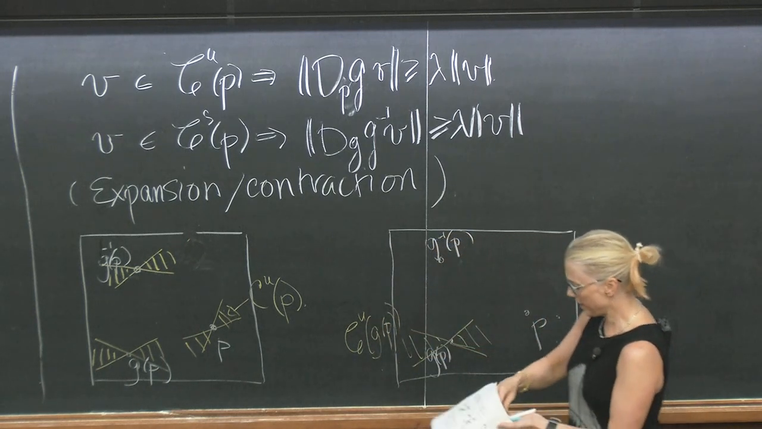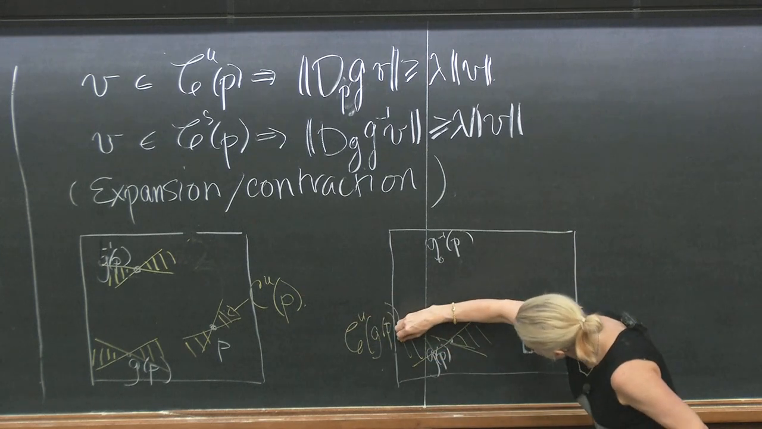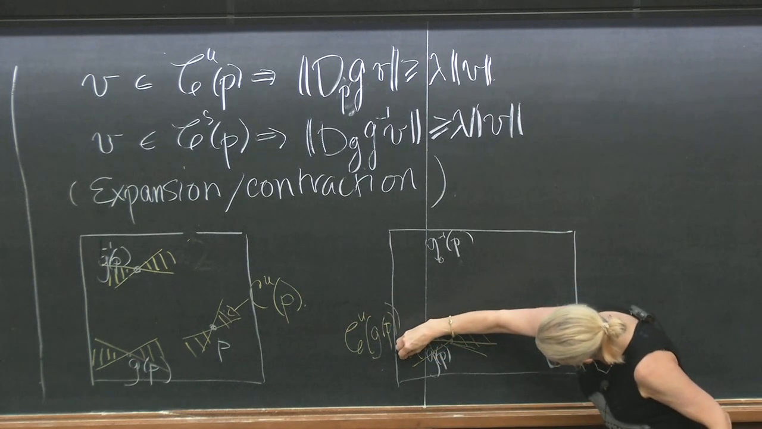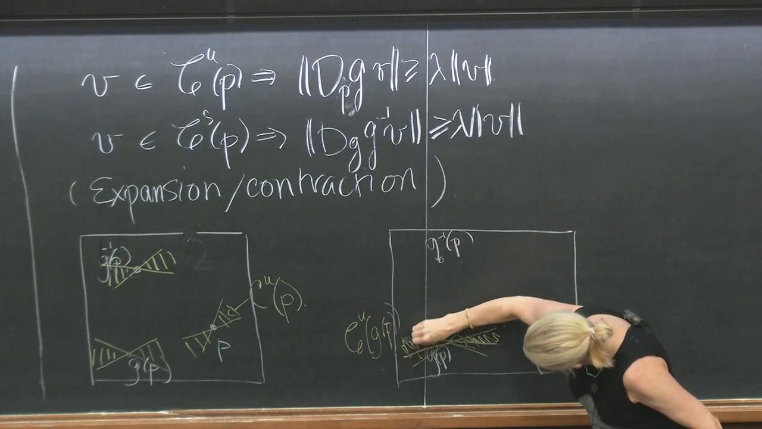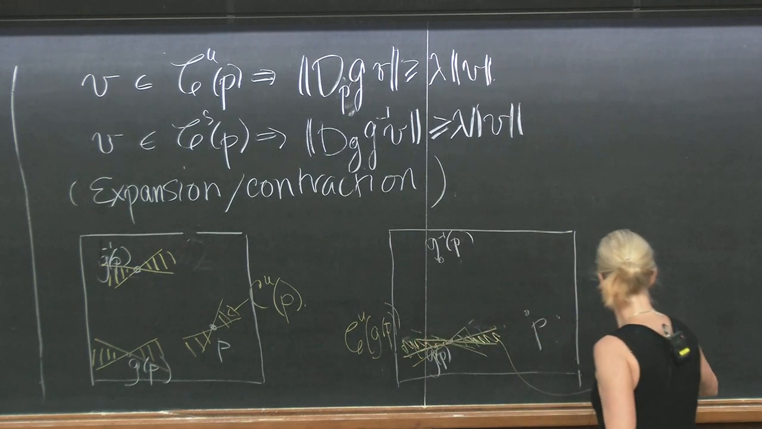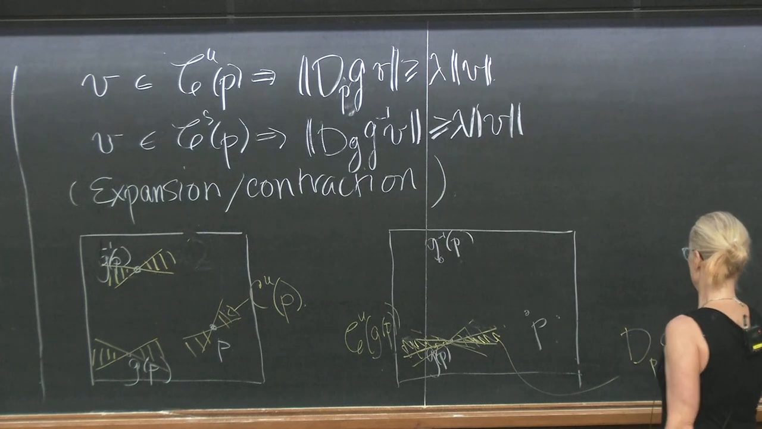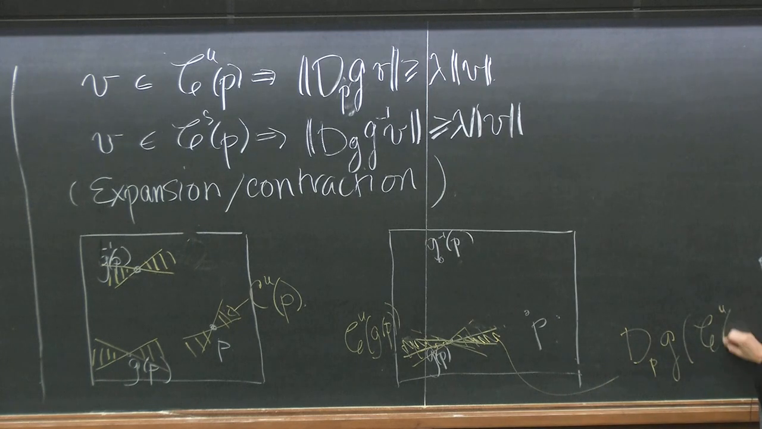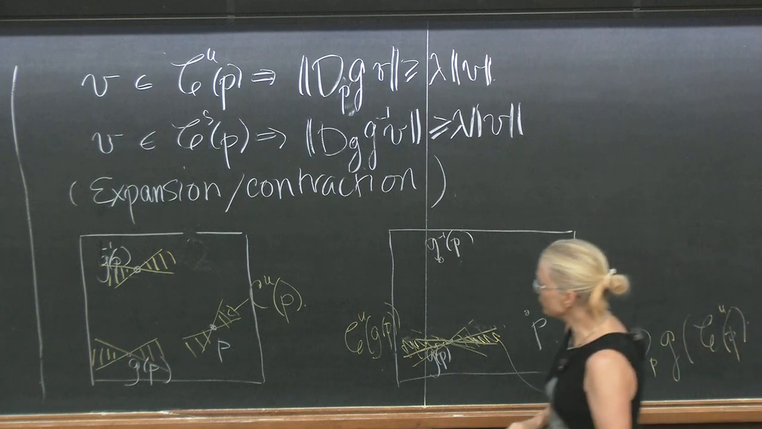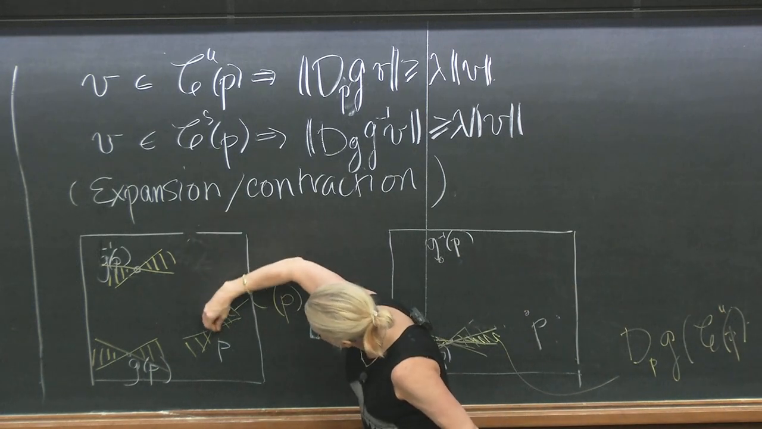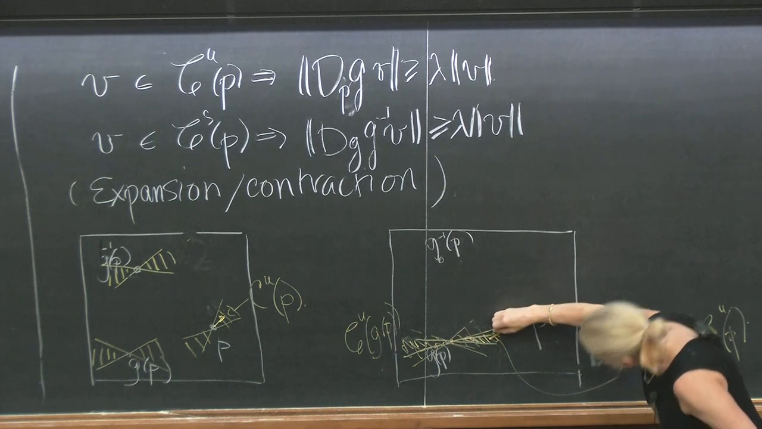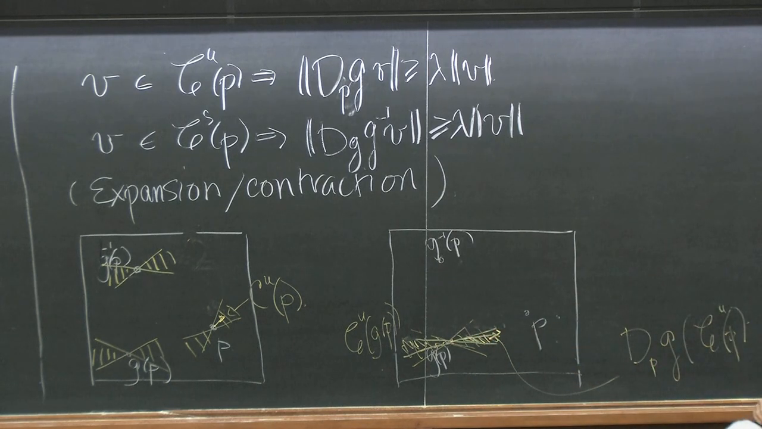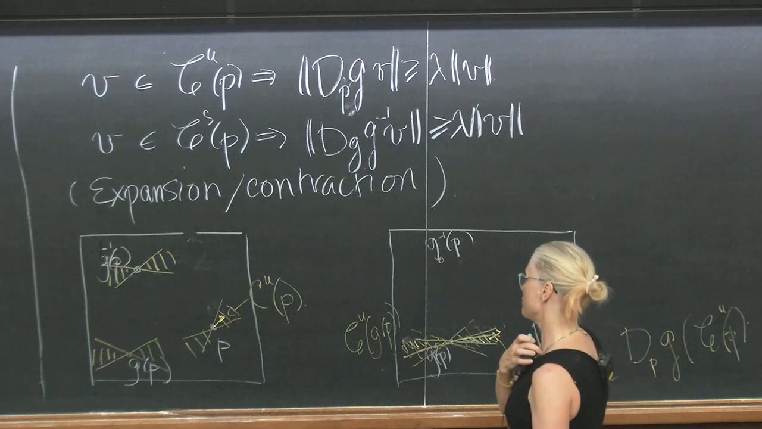But then if I apply G to this cone, it's going to be sent strictly inside by the derivative. And if I took an individual vector here, its length will actually be expanded by a factor of lambda.